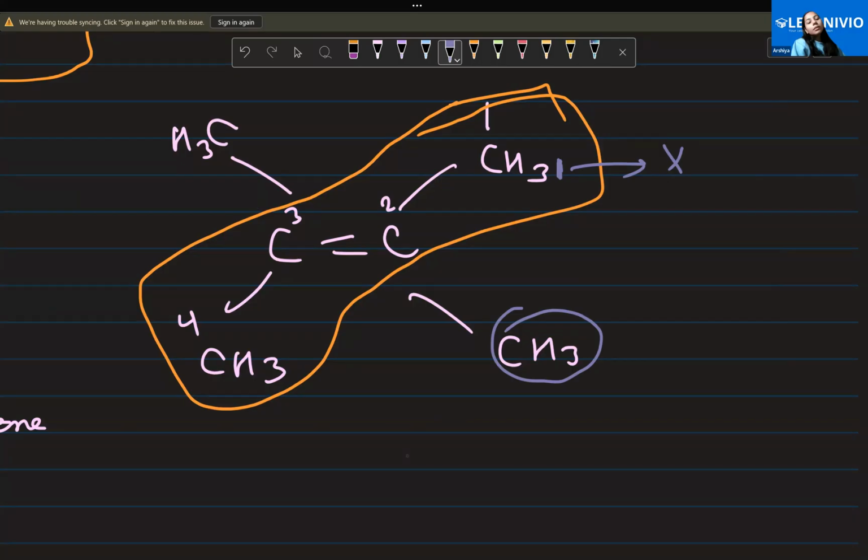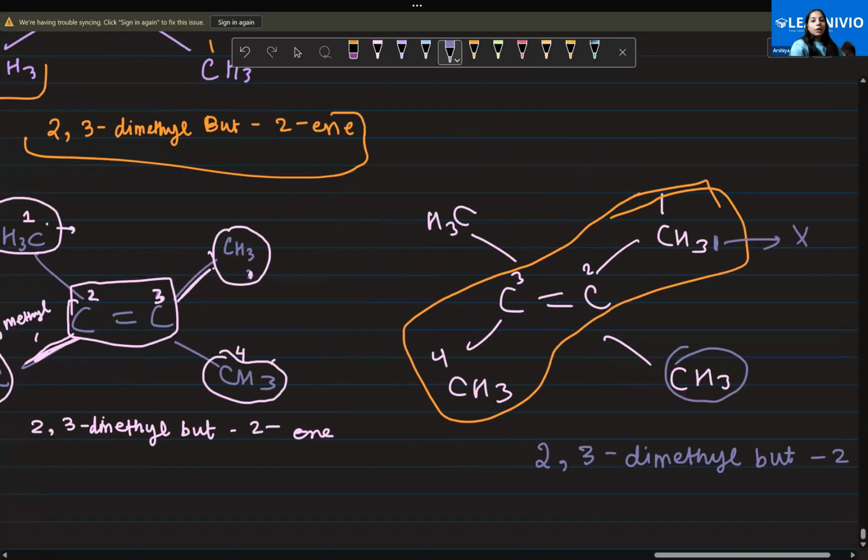So 2, dimethyl, sorry, I keep on writing methyl because we have 2 methyls. Dimethyl. Yeah, 2, comma 3 dimethyl, but double bond on second carbon. So but-2-ene. So I hope that cleared your doubt. Yes, ma'am. Okay.